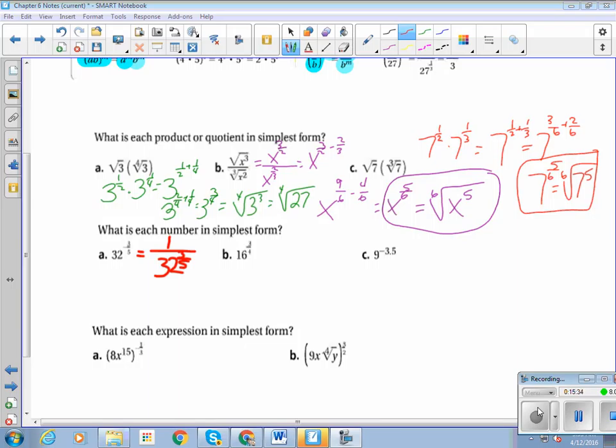So remember the chart that we made last week. 32 is a perfect 5th root. So we're going to want to take the 5th root of 32 first. So this is 1 over the 5th root of 32, and then we're going to cube it. That's how you make the decision on which to do first, the root or the power. Whatever's going to be easiest is the one you're going to do first. So this is 1 over, the 5th root of 32 is 2, and then 2 to the third power is 2 times 2 is 4, times 2 is 8. So the answer is 1 over 8.